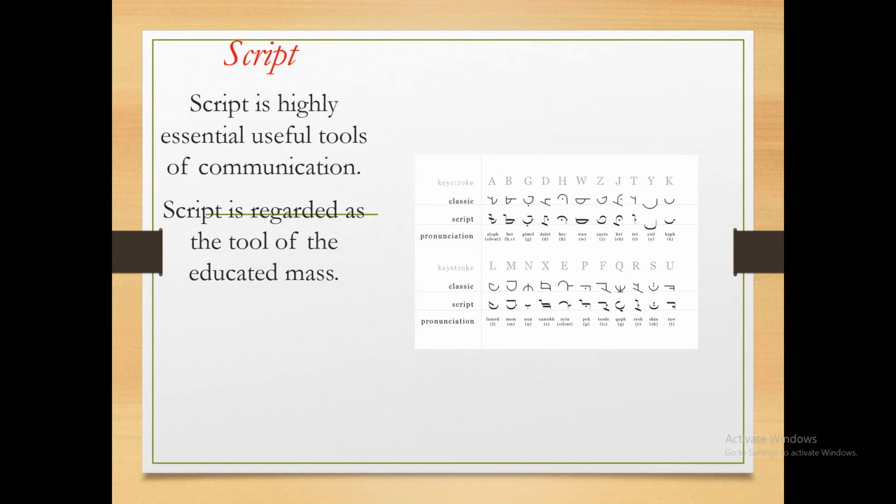Yes, you may see in the picture that there are alphabets, the classic, the square, the pronunciation is different, the keystroke is different. In the educated mass we use the script, the written form, most of the time by educationalists, by writing books, by journalists, and for writing for the newspaper, the social media, and above all this, we pass our examinations also by writing, by giving written examinations.